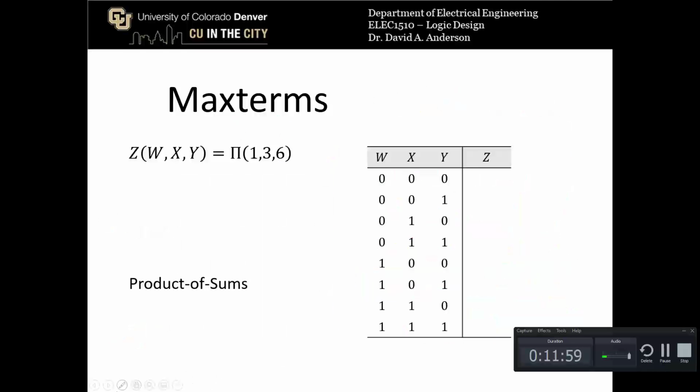Let's look at coming up with an expression for a function now just based on its max terms. So I have a function here, z of w, x, and y is equal to, now we use a capital pi for the max term expansion. Pi means multiplication, so that means product of sums, and 1, 3, and 6. Now instead of writing 1s for the 1, 3, and 6 terms, we write 0s for the max term expression. So 1 is here, 3 is here, and 6 is here. So then fill in 1s.